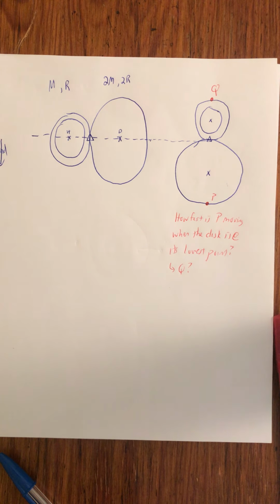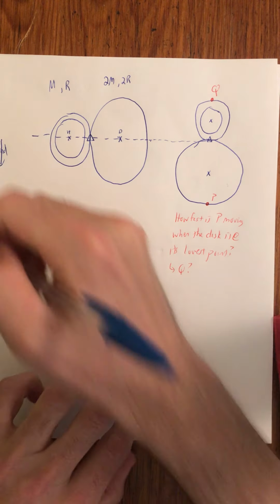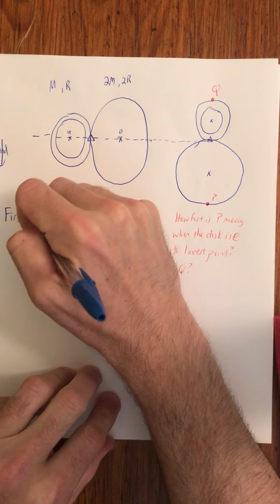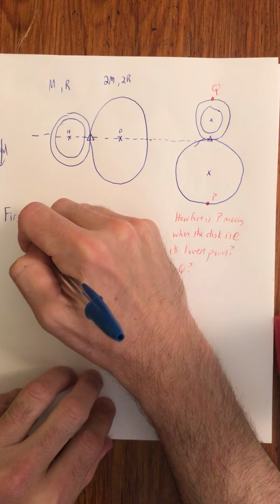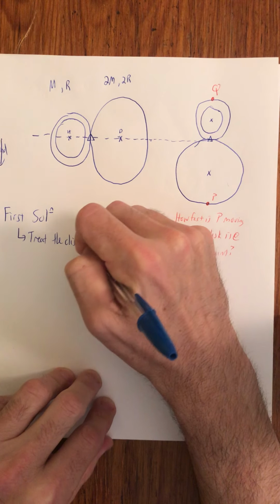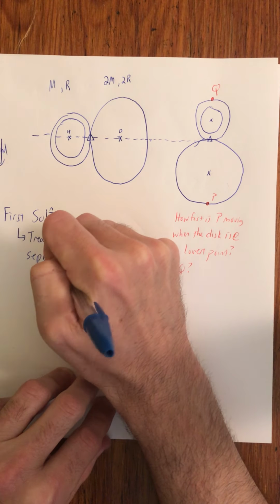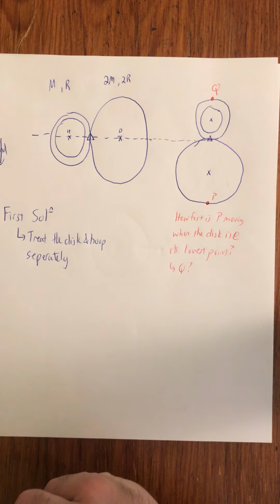All right, so you've hopefully tried the problem. Let's go through a couple of things. First, there are two main solutions to this problem. The first solution is we are going to treat the disk and hoop separately. Okay? And we're going to do conservation of energy.